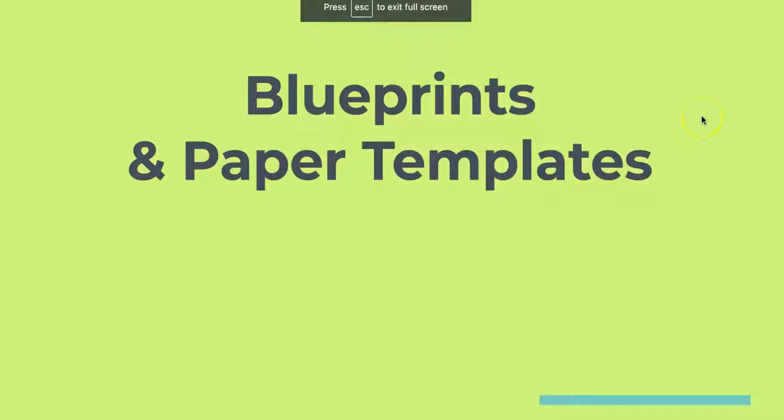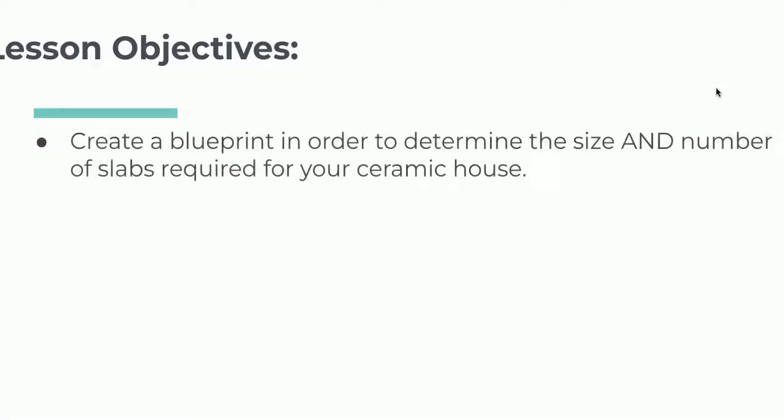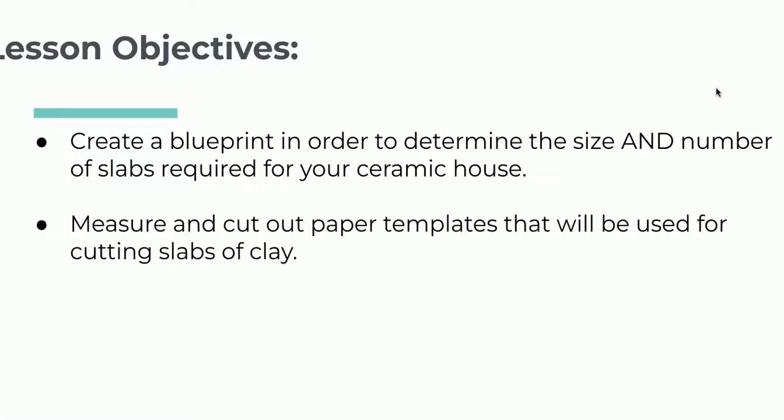Let's talk about blueprints and paper templates. The lesson objectives are to create a blueprint in order to determine the size and number of slabs required for your ceramic house. This is a very important step in the planning process. And then you're going to learn how to measure and cut out paper templates that will be used for cutting slabs of clay. And you've already used a paper template before.